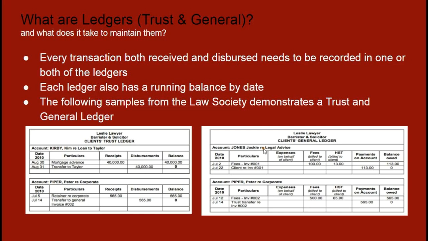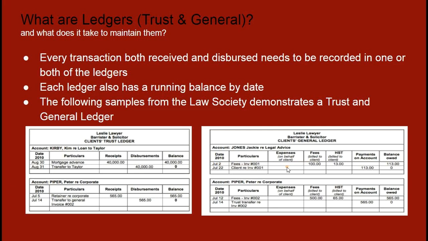Now, from a general ledger perspective, if you look at this particular example, here are some of the data elements that you want to keep in mind as you produce these documents, again, in whatever means that you may have. The date, you can see that's a commonality between the trust and general. The particulars, so why did this money come into this general account, or why did this money leave this general account? Straightforward.